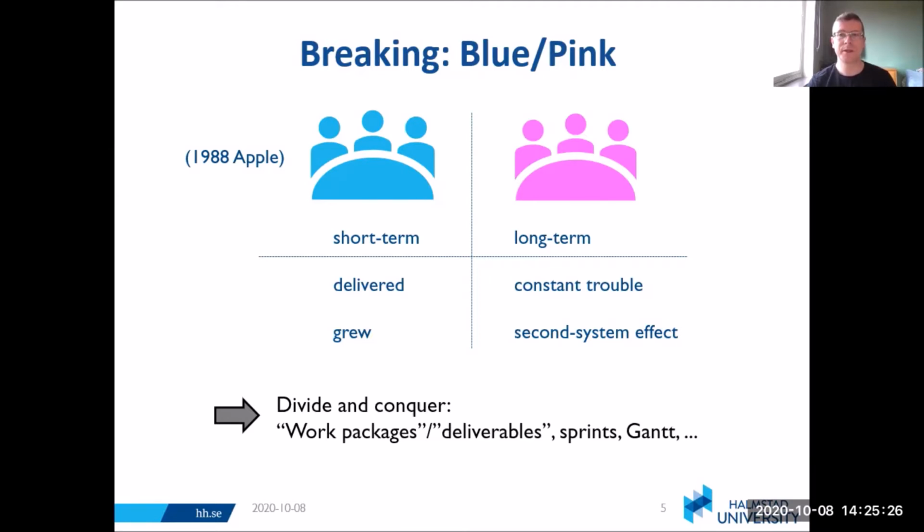So what is the takeaway message? That it's very important to divide and conquer. You need to make sure that all of your long-term goals can be reduced into short-term goals. You can try to do stuff like this with work packages and deliverables in your sprints, with Gantt charts and other diagrams and plans.